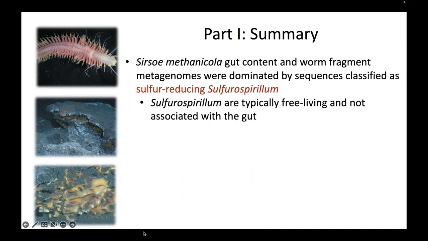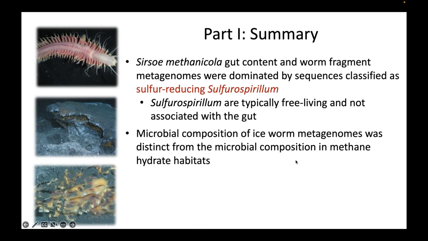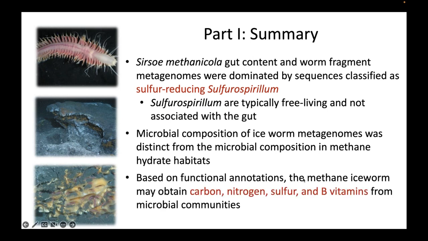So to summarize, what we found from the ice worm microbiome was that the gut content and worm fragment metagenomes were dominated by sequences classified as sulfur-reducing Sulfurospirillum. This is interesting because Sulfurospirillum are typically free-living and not associated with the gut of any animal. We also saw that the microbial composition of the ice worm metagenomes was distinct from the microbial composition in its surrounding methane hydrate habitats. And based on functional annotations from different tools, we show that the ice worm may obtain carbon, nitrogen, sulfur, and B vitamins from its microbial communities.